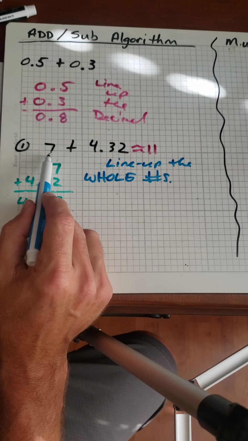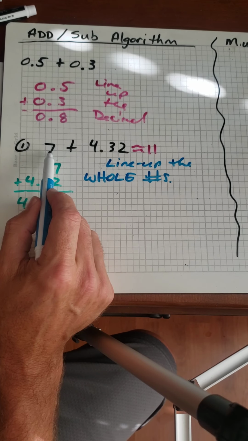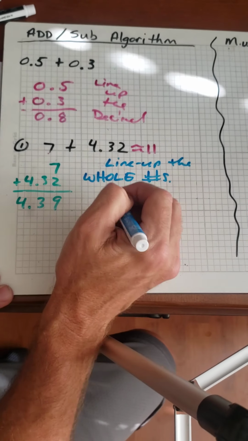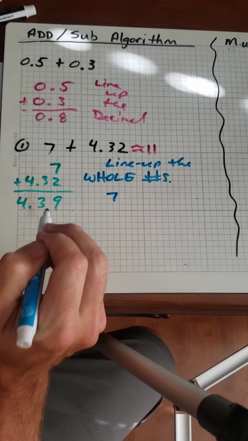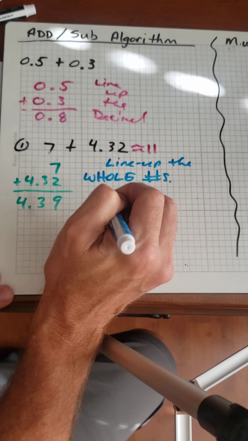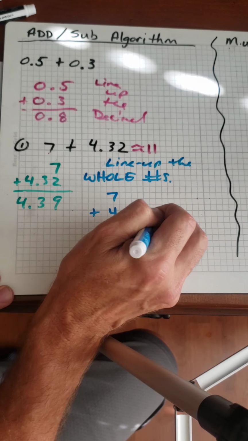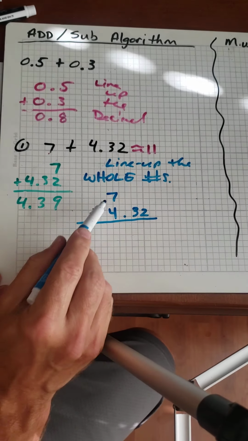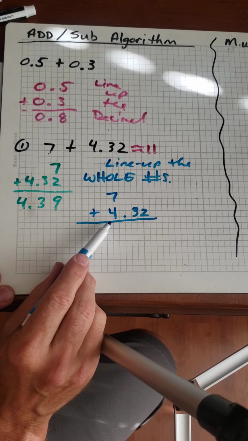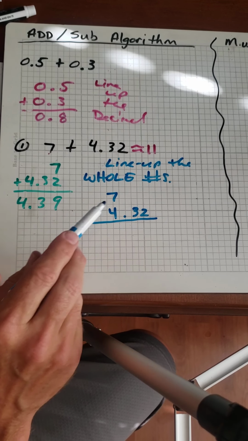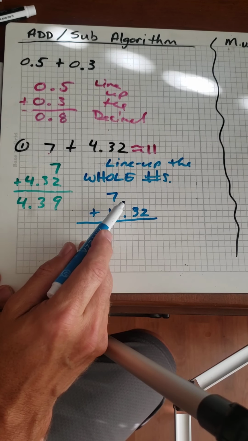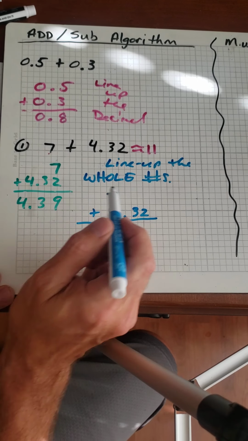So now if I get to this problem, 7 is a whole number because there is no decimal with it. So all right, so that's 7, and then plus 4.3. So plus, well, 4 is a whole number, and then 0.32, and there you go. Now they have lined up their whole numbers, and then they have whatever's left. I actually don't care if students go 0.00 if they want to. Most of them do.